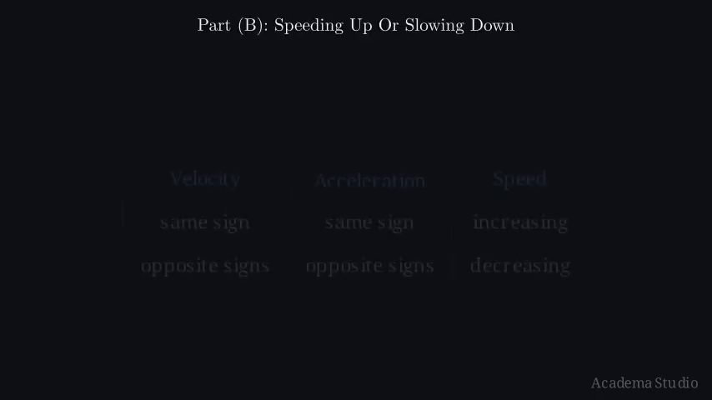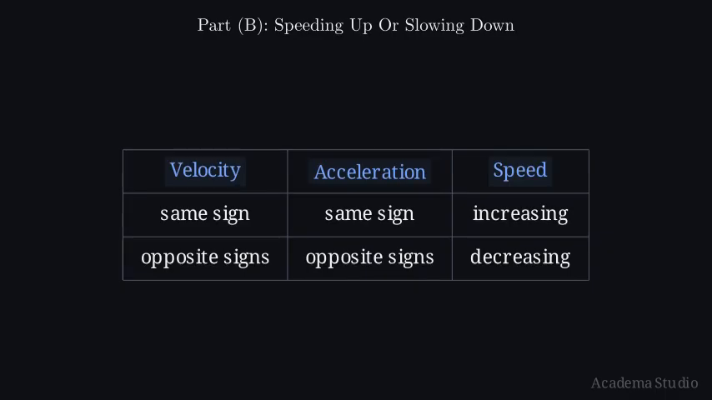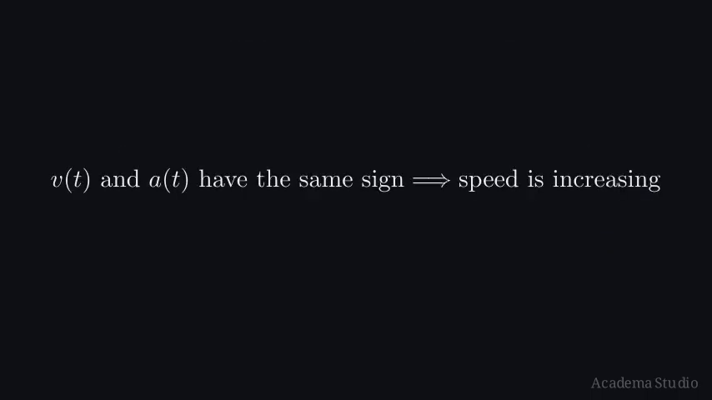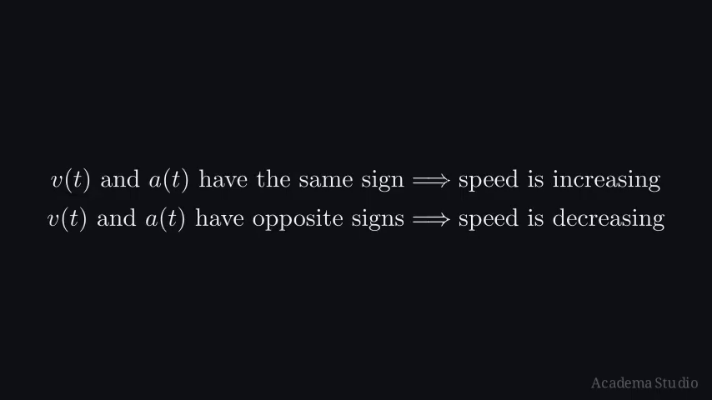To determine whether speed is increasing or decreasing, we compare the signs of velocity and acceleration. When velocity and acceleration have the same sign, the particle speeds up. When they have opposite signs, the particle slows down. If v(t) and a(t) have the same sign, speed is increasing. If v(t) and a(t) have opposite signs, speed is decreasing.